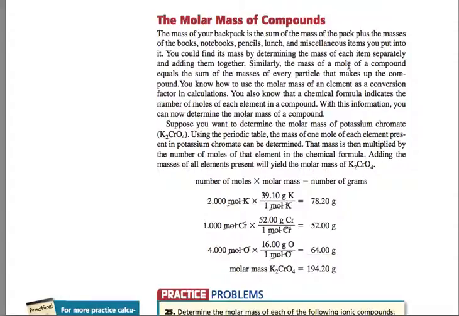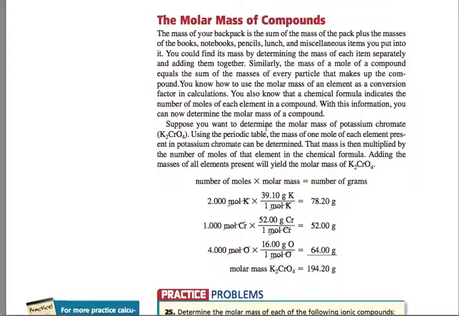Similarly, the mass of a mole of a compound equals the sum of the masses of every particle that makes up the compound. You know how to use the molar mass of an element as a conversion factor in calculations. You also know that a chemical formula indicates the number of moles of each element in a compound. With this information, you can now determine the molar mass of a compound. I'm already making predictions about how this is going to work. I'm going to figure out the molar mass of each of the parts of a chemical compound, and then add them all together.